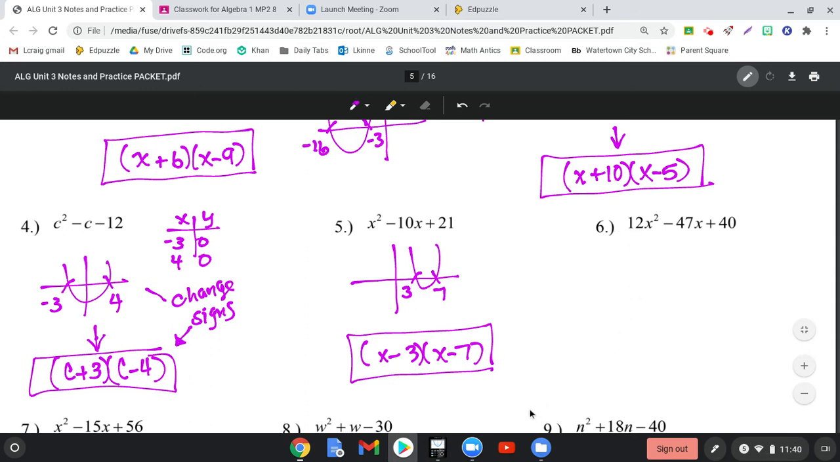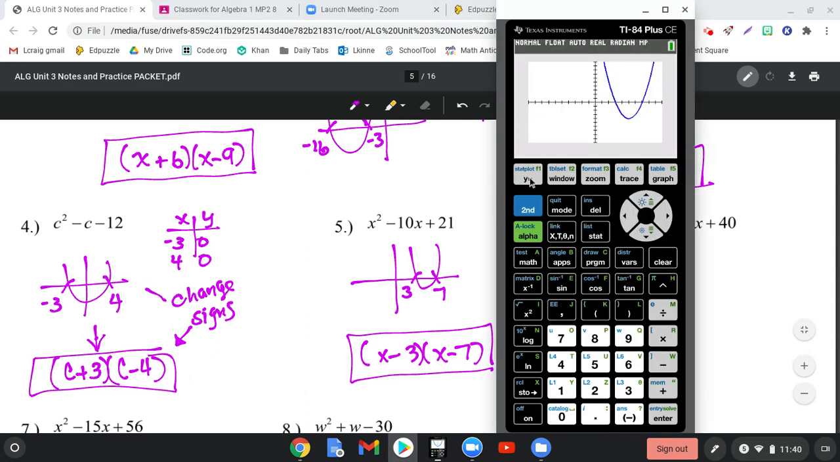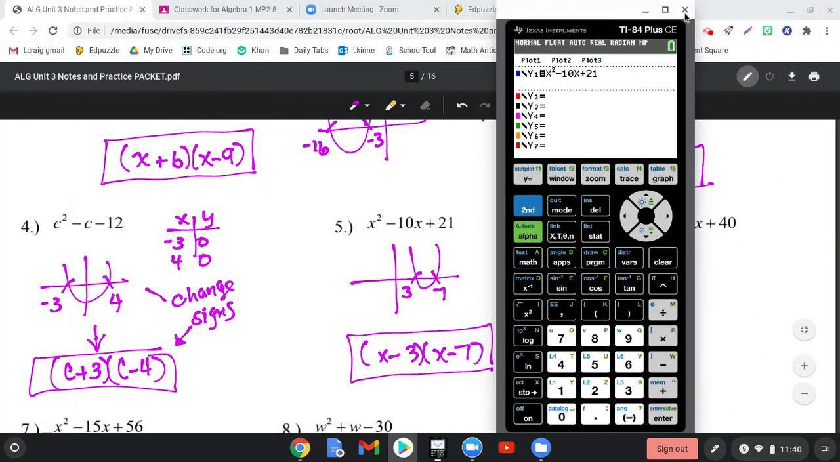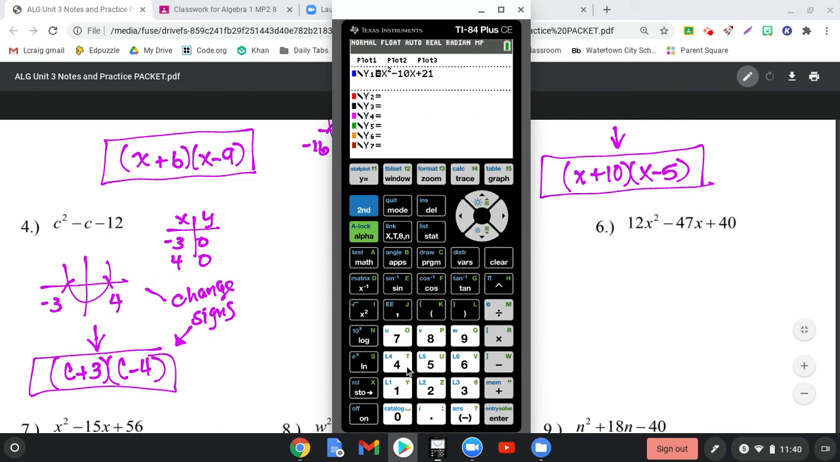All right, this one, not going to work out so well. If you tried to put that into your calculator, you may see one of them. Oops. But it's not always going to work.